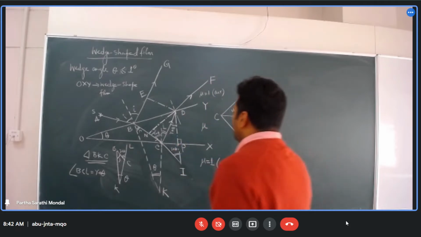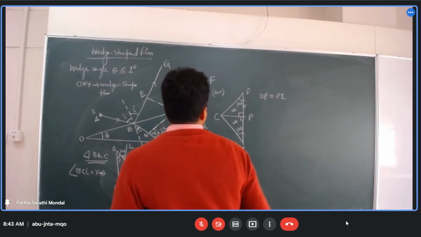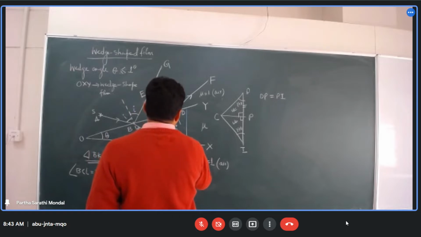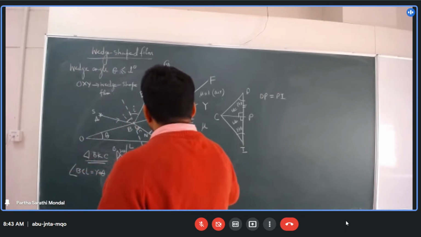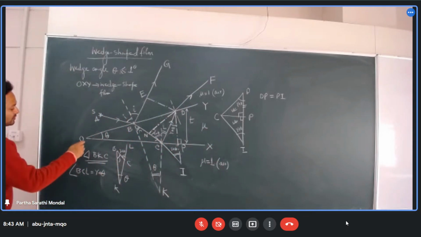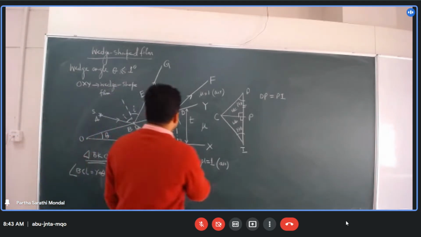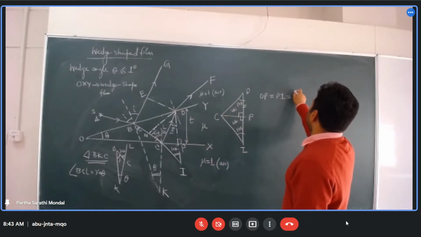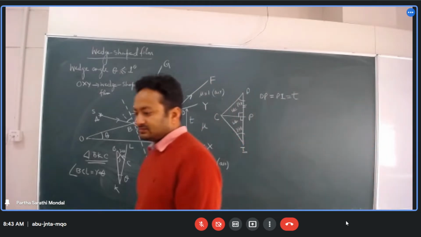Okay, so now what is DP? DP is the thickness of the film at point P. Let's say this is the thickness. DP is the thickness of the film at point P, because here it is not a parallel film, it's a wedge film. So here the thickness is 0. If you move to this side, the thickness will gradually increase. Let's say at P the thickness of the film is DP. Do you understand what I am saying?